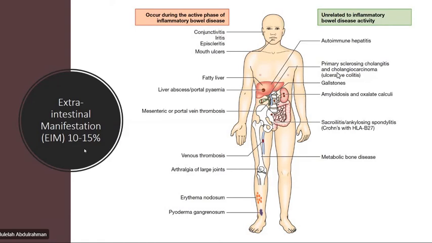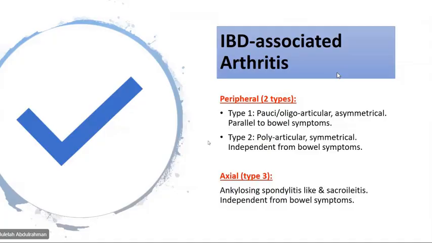So they are not that uncommon, up to 10 to 15%. Some of them go with disease activity. You call them concomitant, or parallel to disease activity. And some of them are independent of disease activity, which means they will flare regardless of the GI flare. But those will flare usually with the GI flare. So we sometimes use them as a marker to assess disease activity.